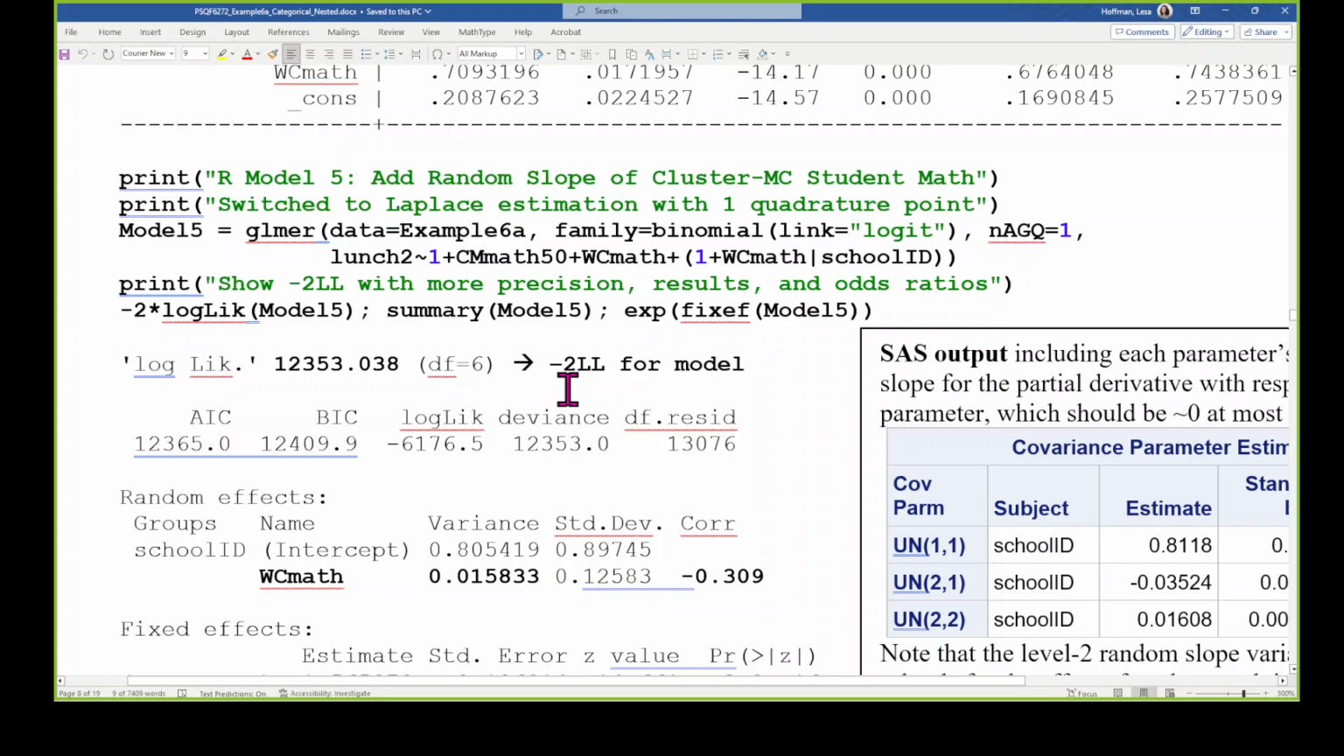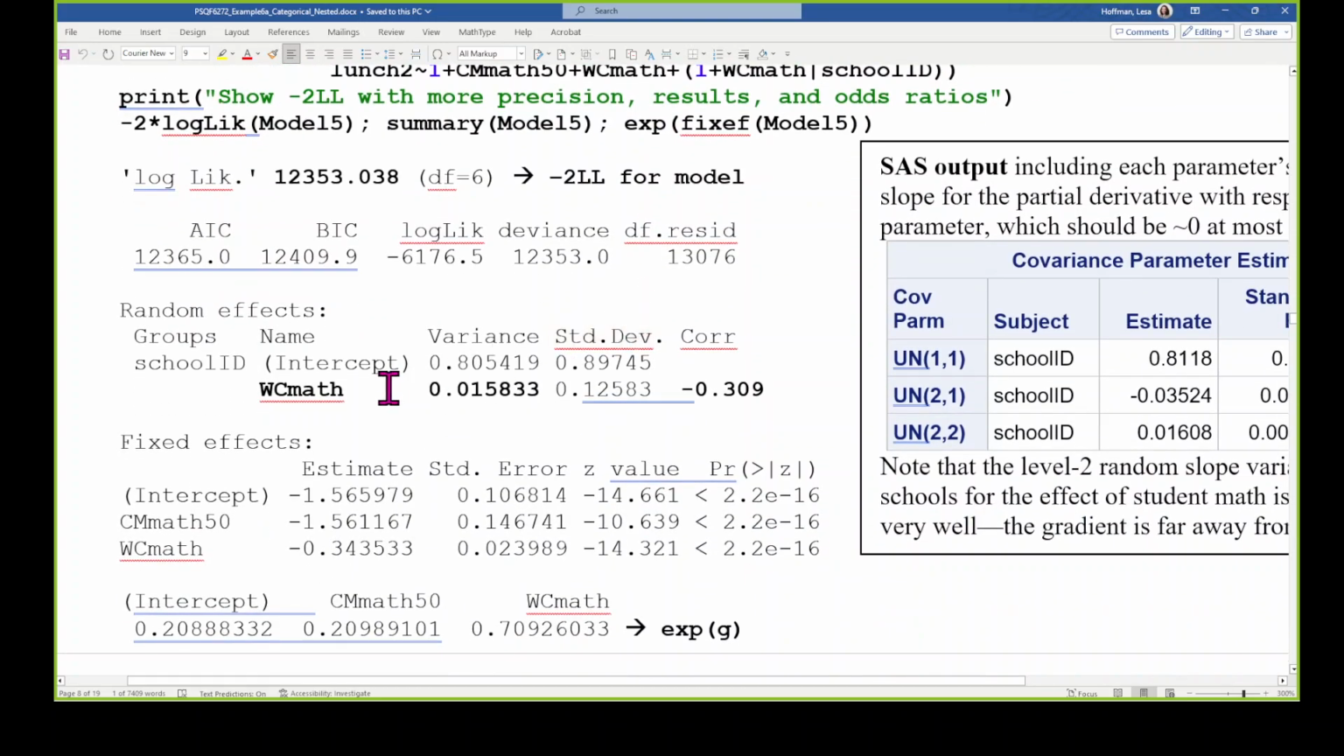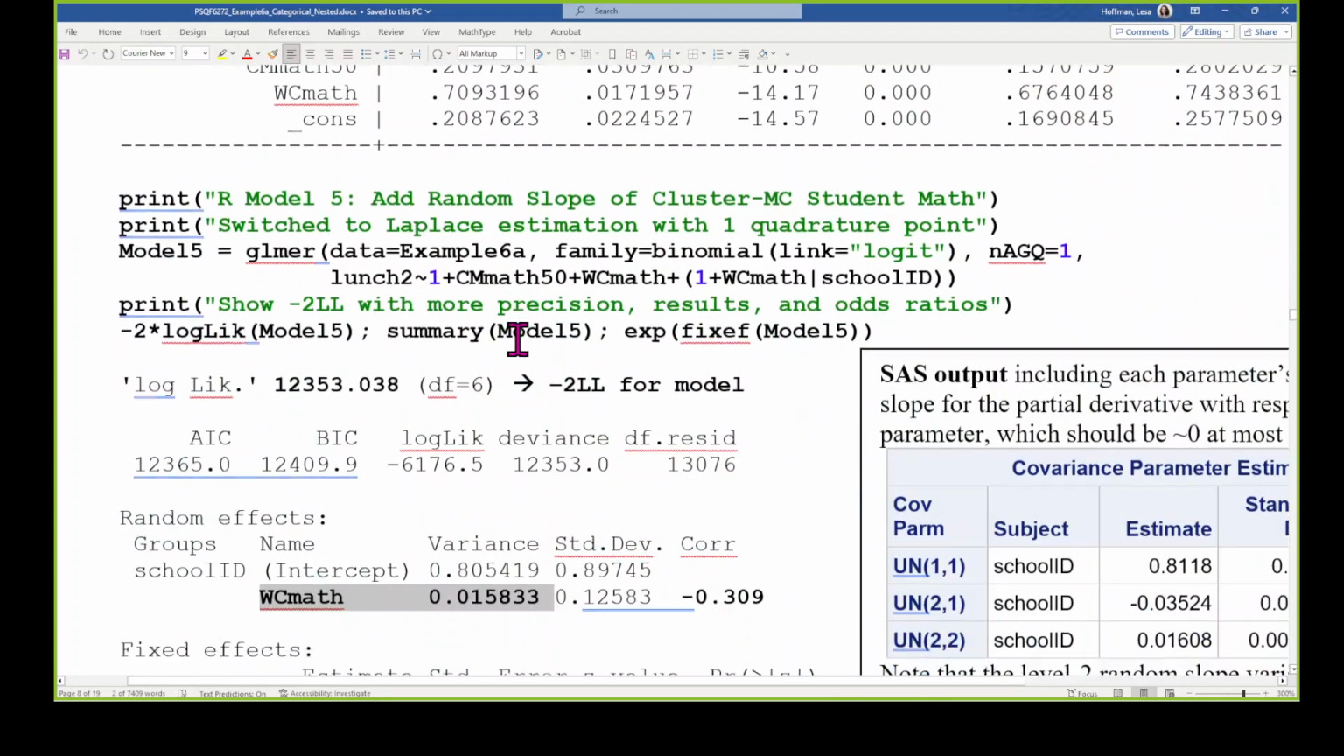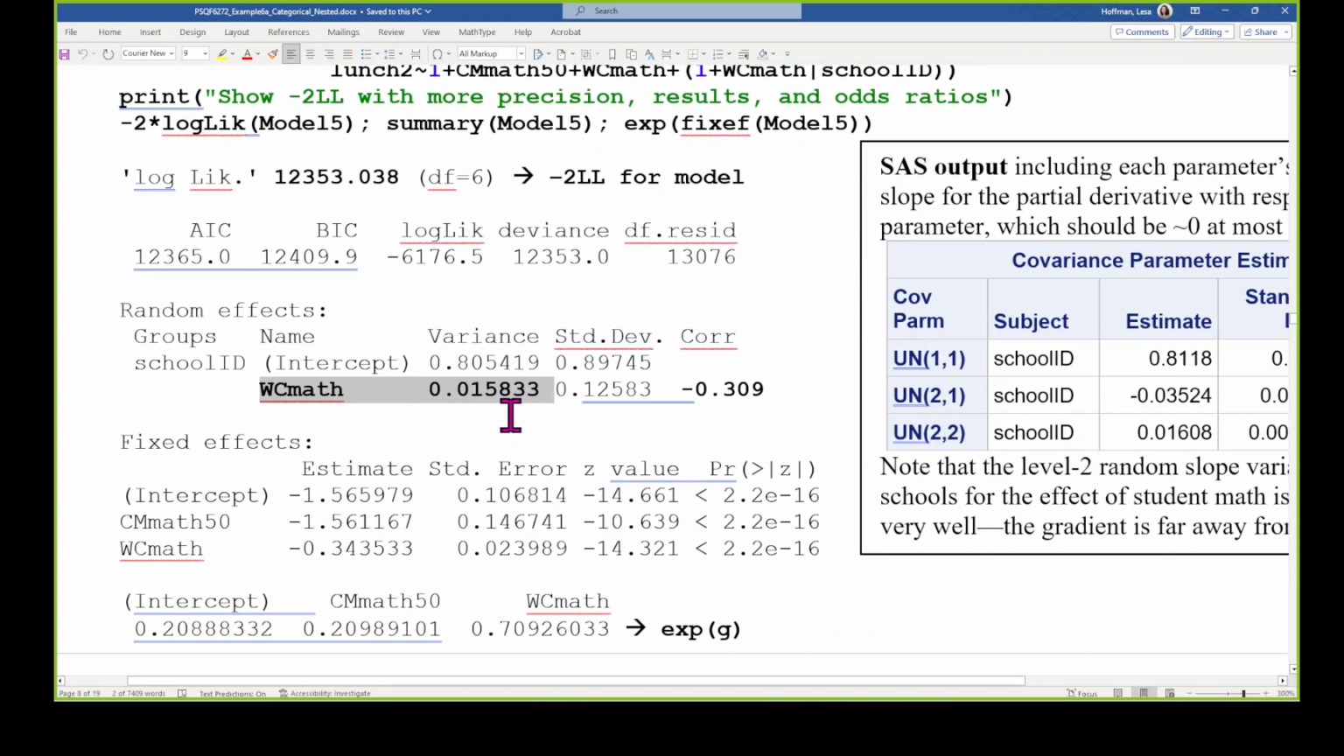In R, I ended up having to re-estimate model 4 so that I would have the same number of quadrature points in both so that they would be on the same scale. I'm not sure if I technically need to do that, but it seemed like a reasonable thing to keep it consistent, so I just did it anyway. So R also came up with a random slope variance of about the same, not too far off. So 0.016 in Stata, 0.0158 in R.